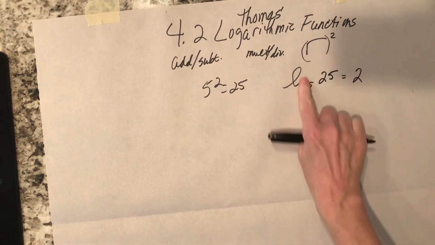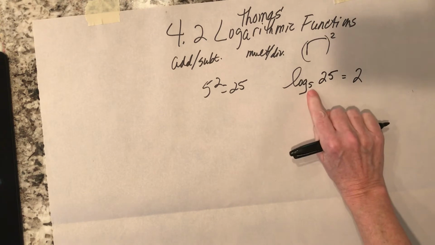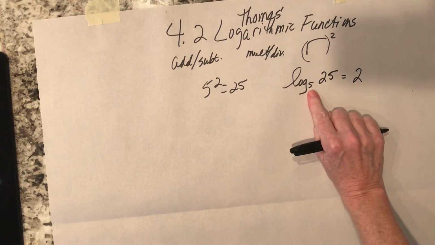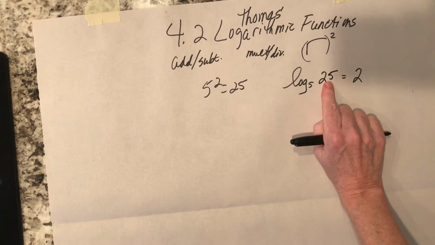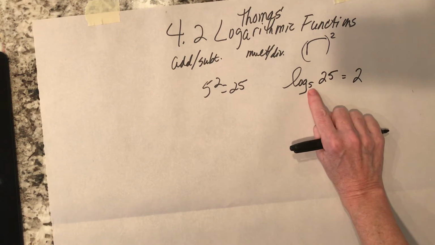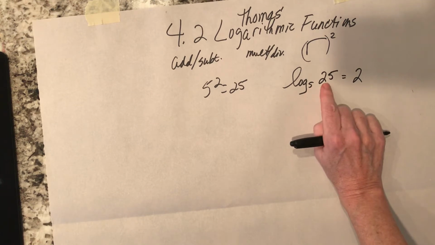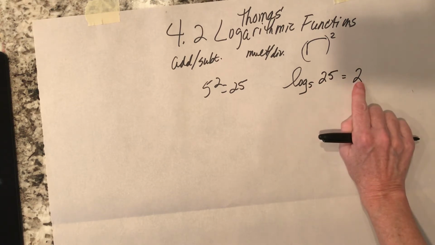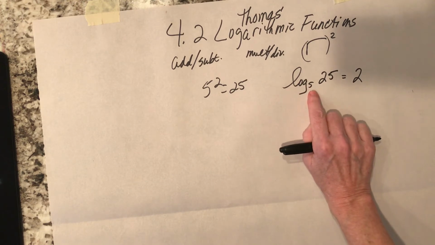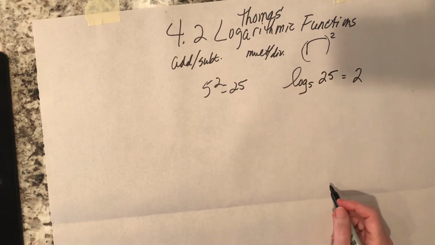Now that's a turned around way of saying, what do you have to raise 5 to? What exponent do you have to lay on to 5 to make it become 25? And of course, the exponent you have to lay on to 5 to make it become 25 is a 2. So log base 5 of 25 equals 2.